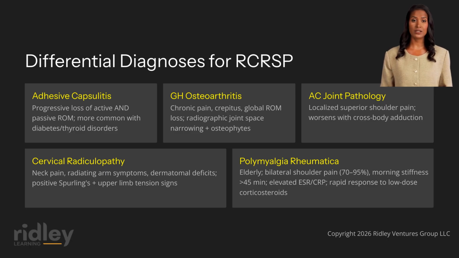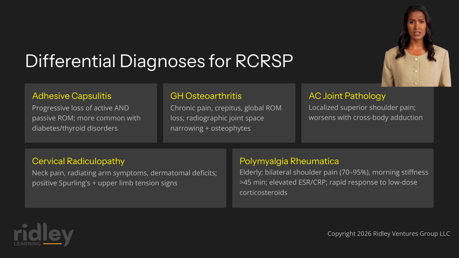Cervical radiculopathy is distinguished by neck pain, radiating arm symptoms, and neurological deficits in specific dermatomal distributions, with positive Sperling's test and upper limb tension signs differentiating it from intrinsic shoulder pathology. Labral tears, including superior labrum anterior to posterior lesions or SLAP lesions, are more common in younger athletic populations and present with deep, poorly localized pain and mechanical symptoms such as clicking, catching, or instability.